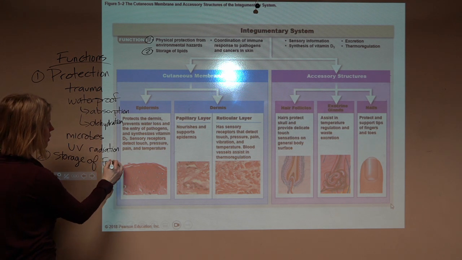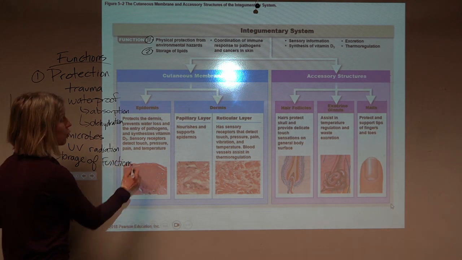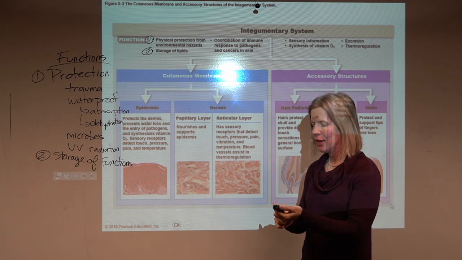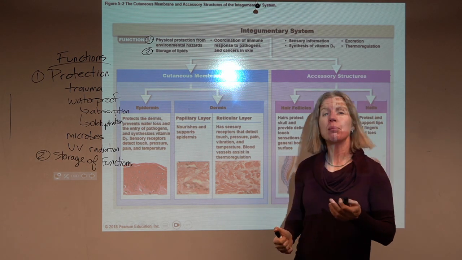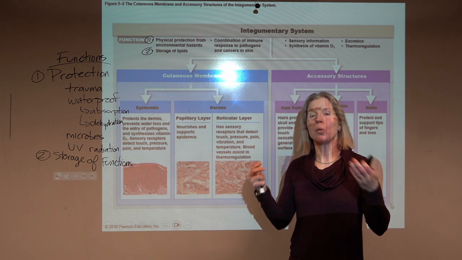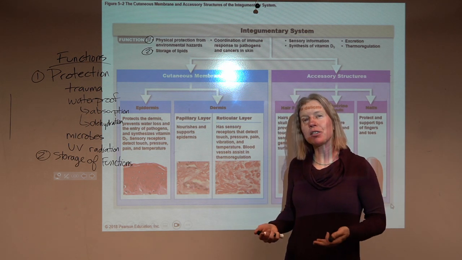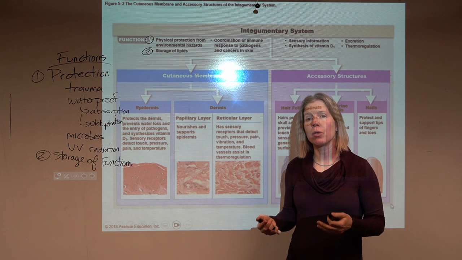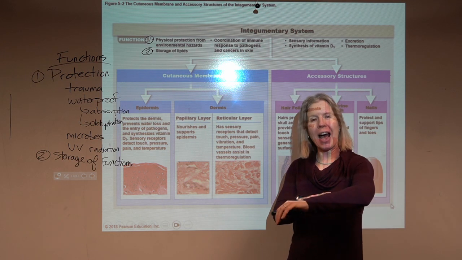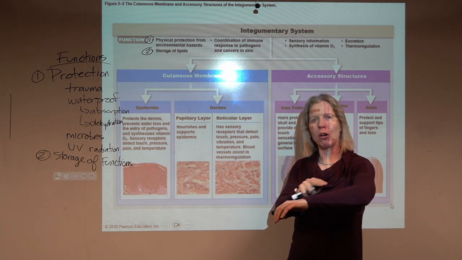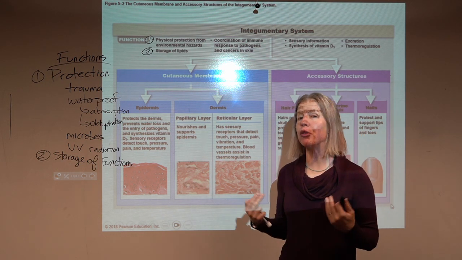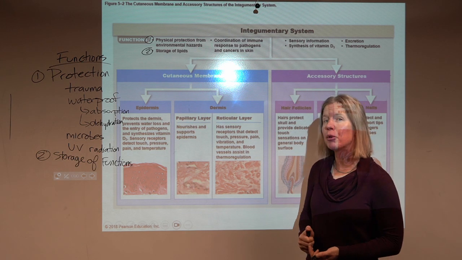One of the functions is the storage of lipids. Again, most of the lipids are actually in that hypodermis, so not technically the skin, but an important function here, right? Remember, adipose is where we store triglycerides, and triglycerides are the way we store energy. These body fat reserves are very important for energy, but by having it in that deepest layer just below the skin, it also helps protect us. It helps to insulate us temperature-wise as well.